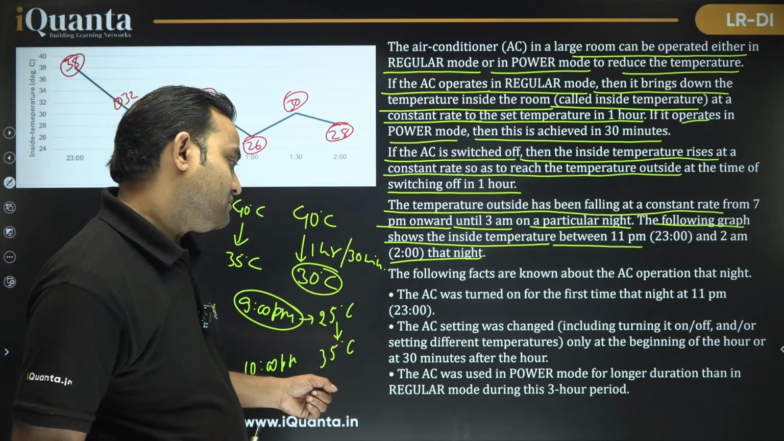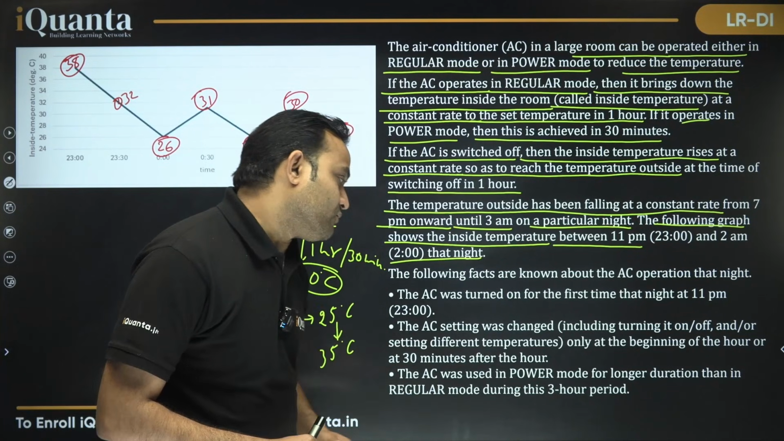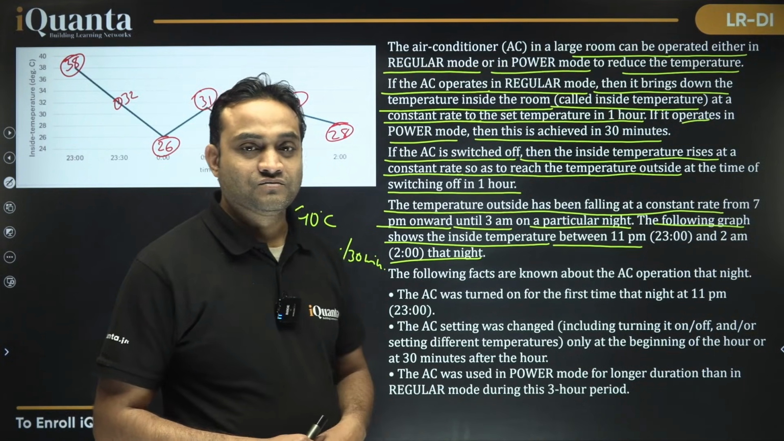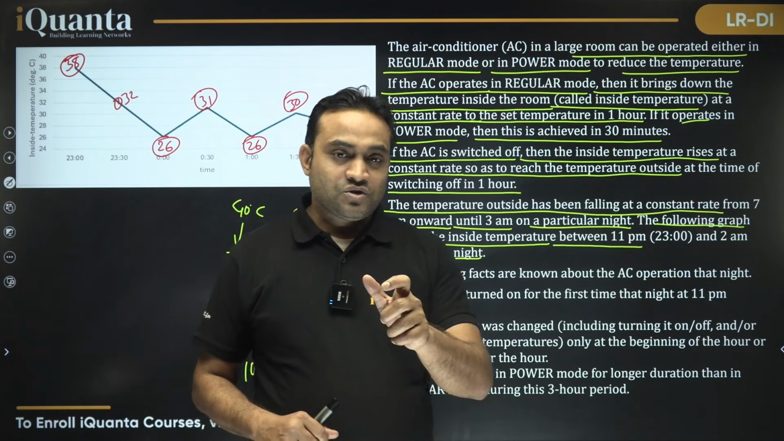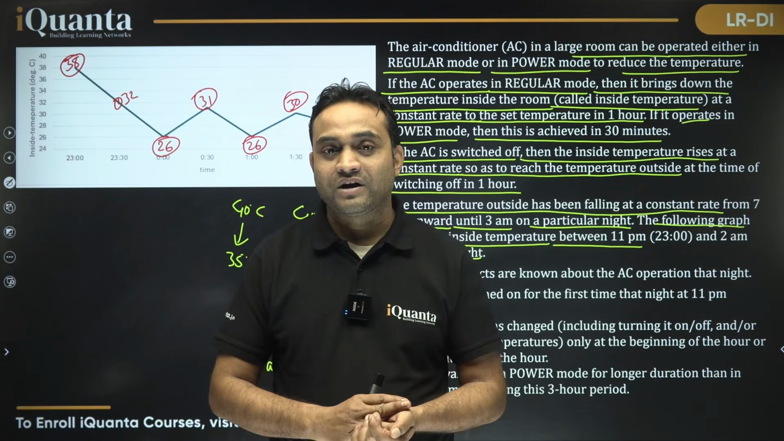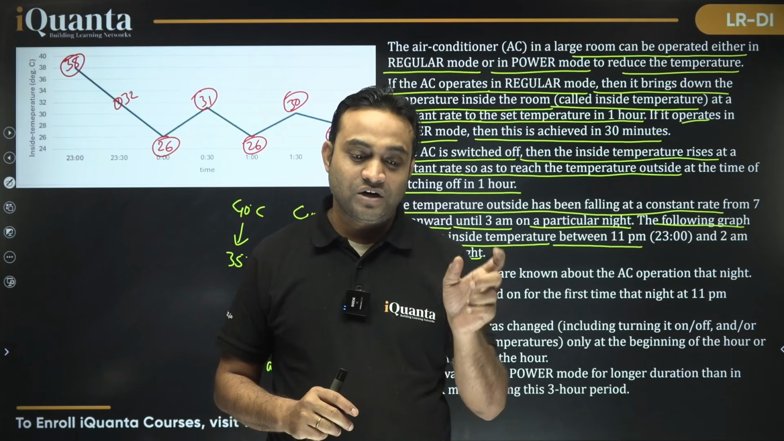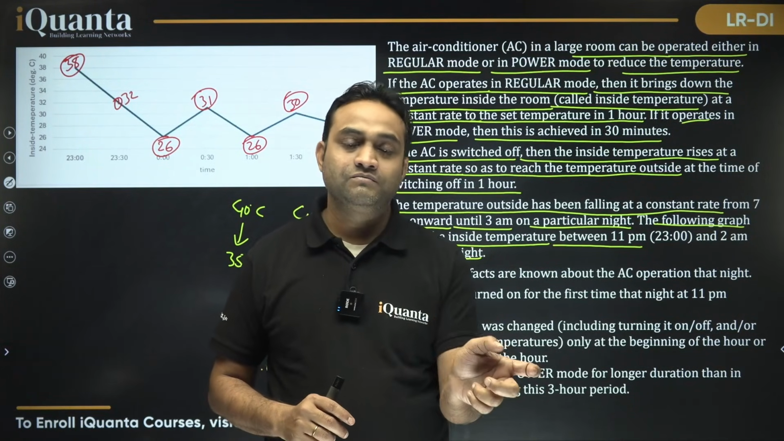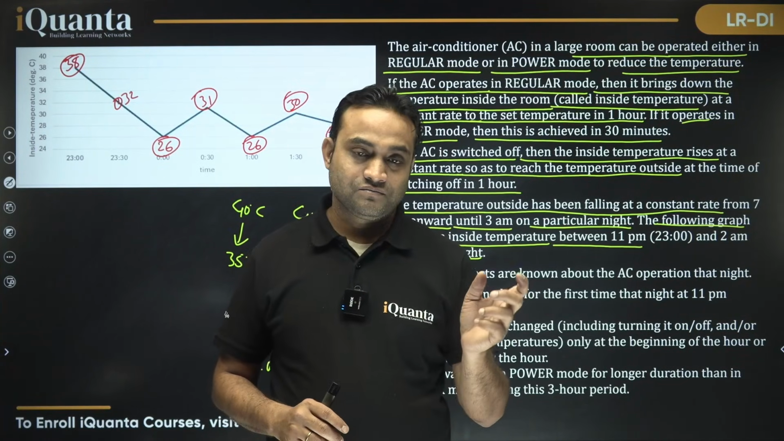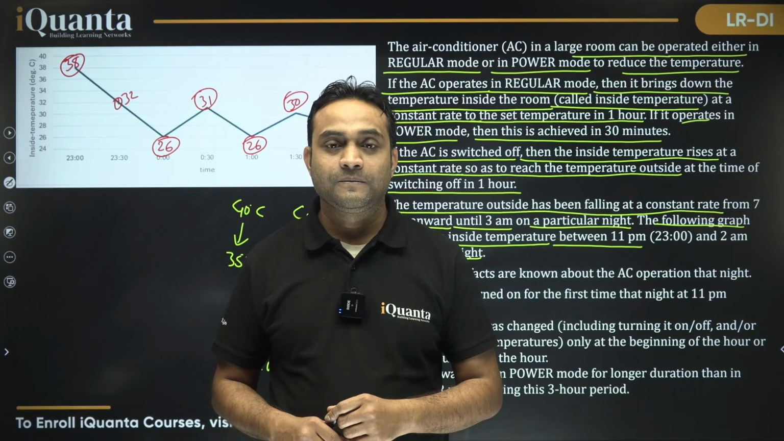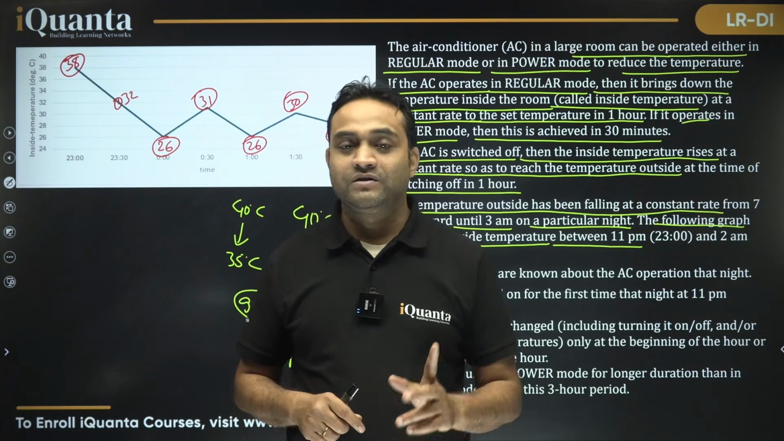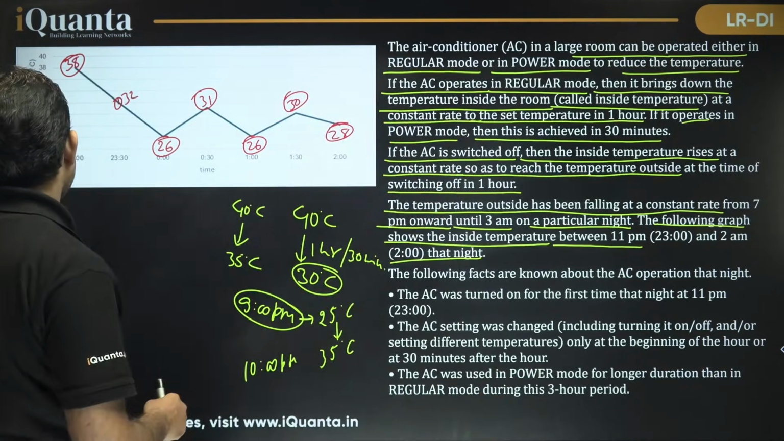Then it says the AC was used in power mode for a longer duration than regular mode during this 3-hour period. Okay, so once you turn on the AC, one mode will remain for half an hour, right? If it is power mode, it will remain for half an hour, 11 p.m. to 11:30 p.m. If it's regular mode, then it will remain for at least half an hour. It could go on for 1 hour, but at least half an hour it will be there. The same mode will be for at least half an hour.